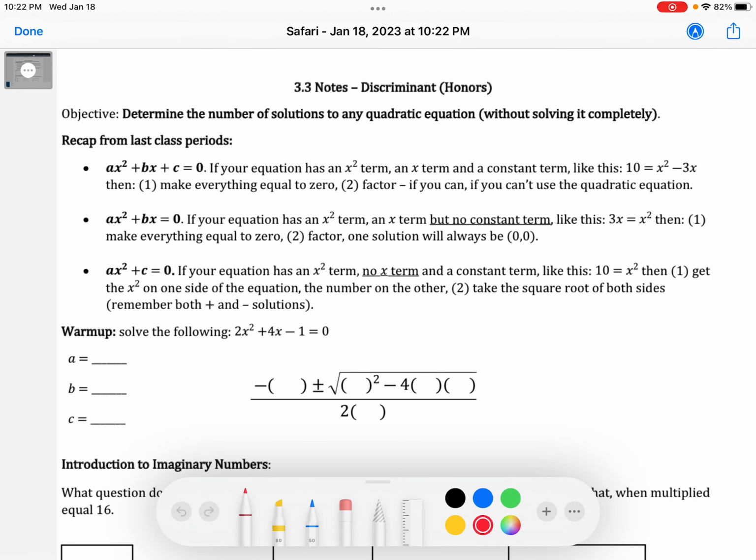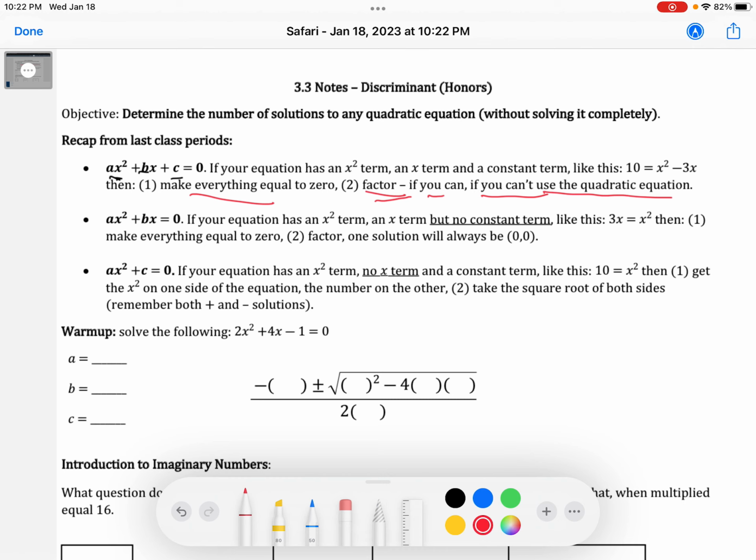If you have an equation that looks like this, ax squared plus bx plus c, it's got the x squared term, the x term, and it's got the constant term, then we have to make it equal to 0 and then factor. But factor if you can. If you can't factor, then use the quadratic equation, which we reviewed, was on the quiz.